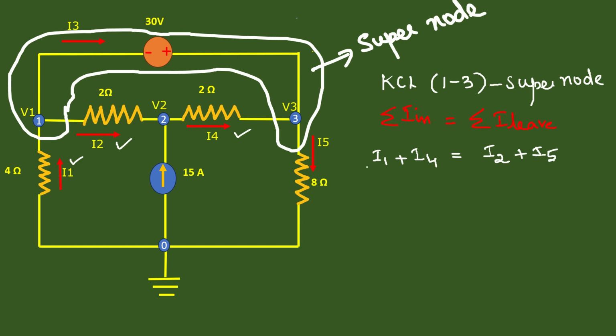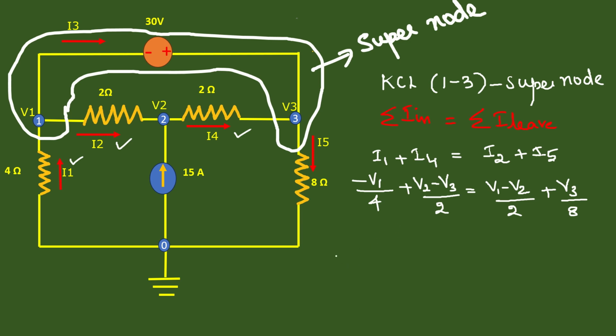So we can apply Ohm's law for the current I1. You can write this as 0 potential minus V1 potential divided by this 4 ohm resistance. So it is minus V1 divided by 4 plus I4. I4 you can write as V2 minus V3 divided by this 2 ohm resistance. So it is V2 minus V3 divided by 2, that is equal to I2, which is V1 minus V2 divided by 2, and I5 is V3 minus 0 potential divided by 8. So V3 divided by 8.